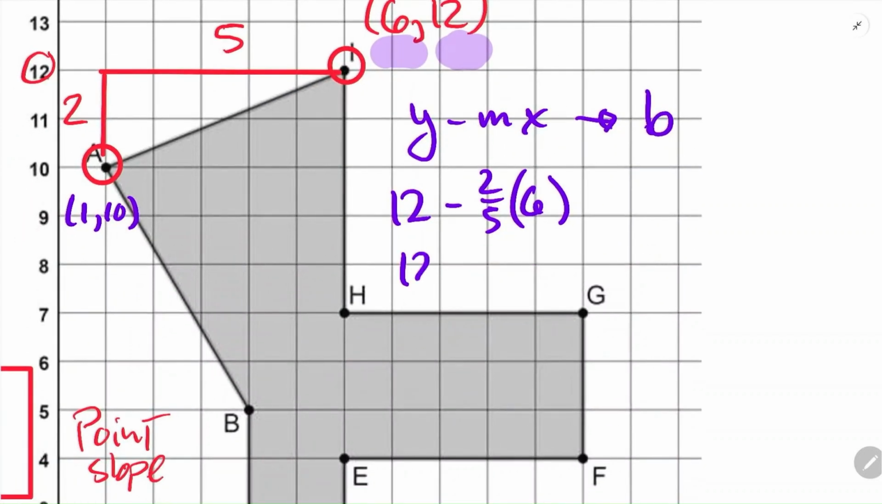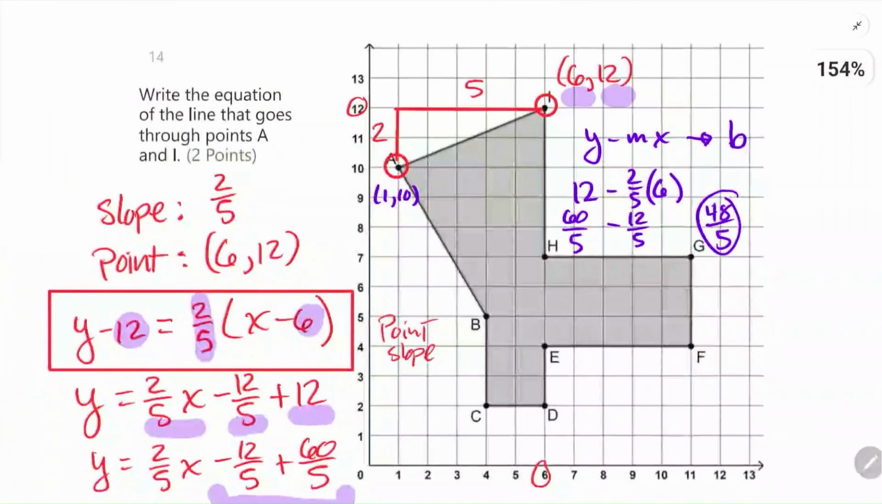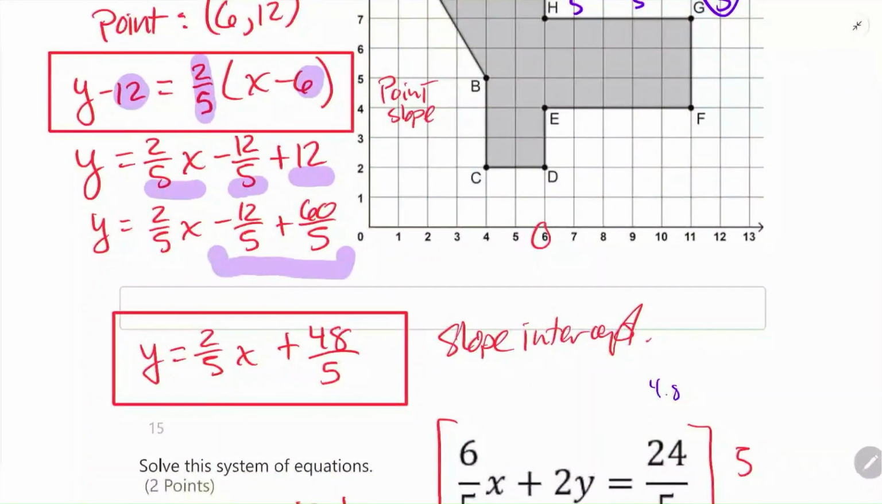This is going to be 12 minus 12/5. So going to fifths is useful still. So 12 is the same thing as 60/5. And 60/5 minus 12/5 is positive 48/5. So you can see we get the same y-intercept both times. So our y-intercept was at 48/5.